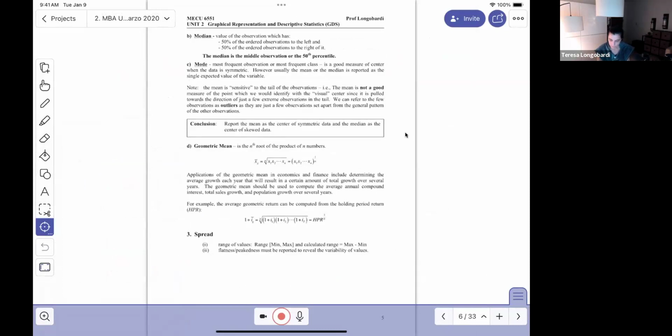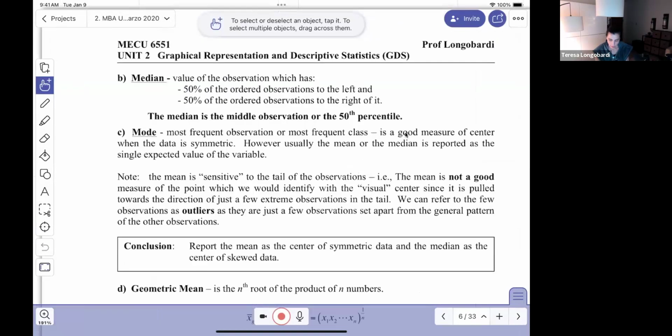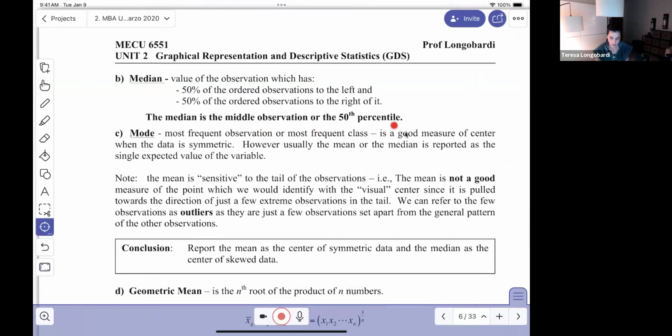Okay, so the median was the middle observation or the 50th percentile, right? We found the position of the two middle observations and had to average them to actually find the value of the median, where 50% of the ordered observations are on the left and 50% are on the right.